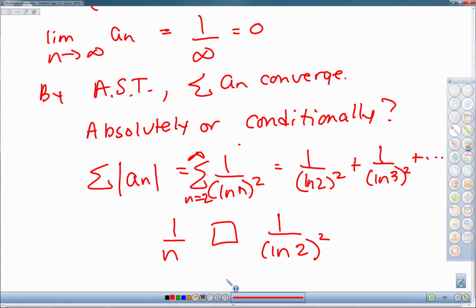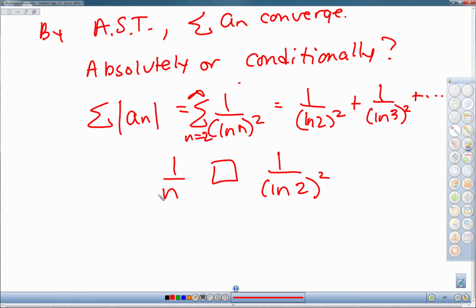We know that this thing is going to be divergent, and so I'm just making an attempt here. It may or may not work. It may take me down a dead end. So let's see what happens. Off the top of my head, I can't tell what this is going to be. So let's investigate what happens.